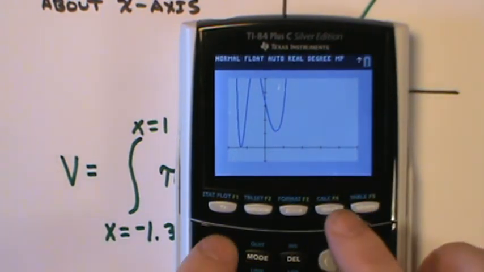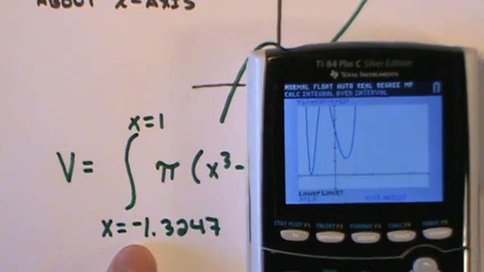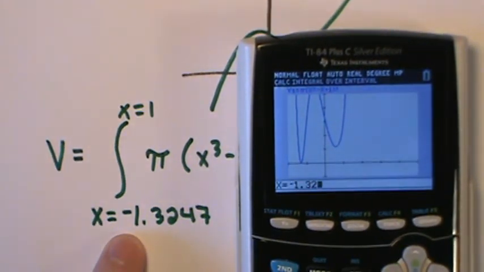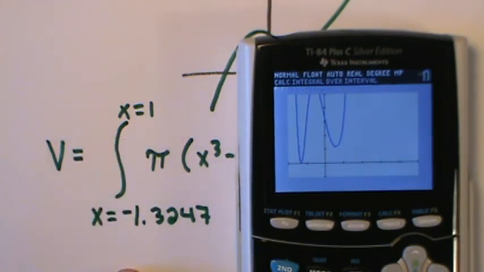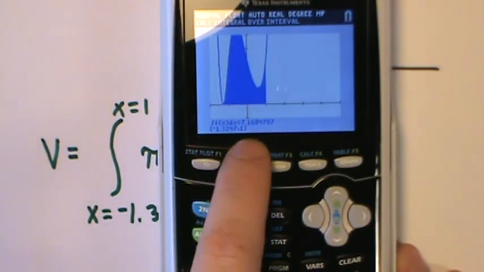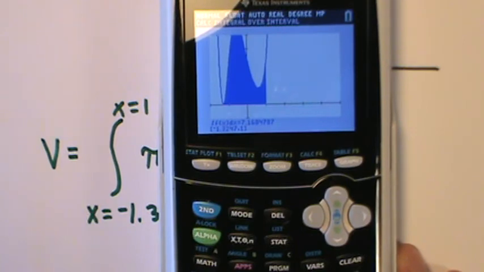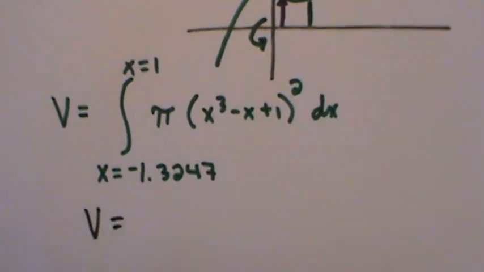And so I'll still do the integration option, which is option 7 on the TI-84. I'll tell it where to start, where to end. So I want to start at -1.3247. My upper limit would be at 1. And as it shades this in, it's going to report a value. I can't stress enough, the value that it's reporting is the volume of this region as it's been rotated around the x-axis.